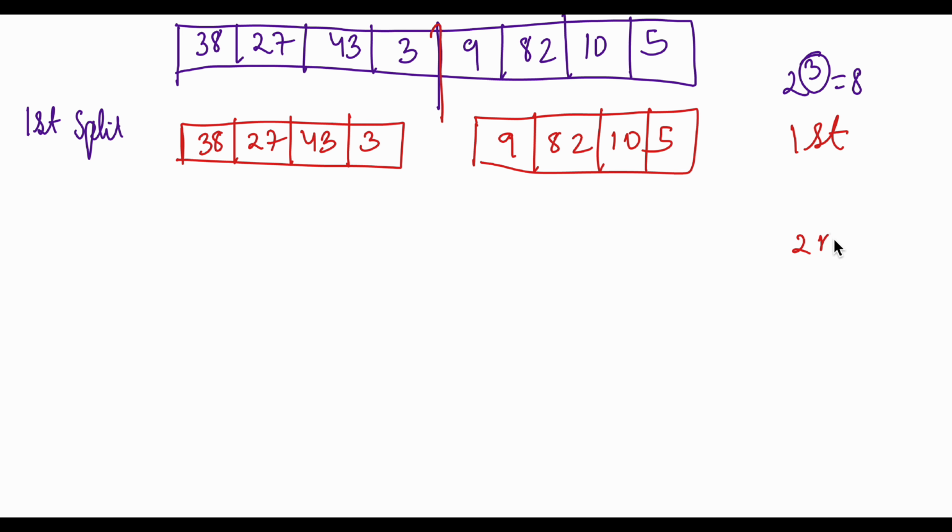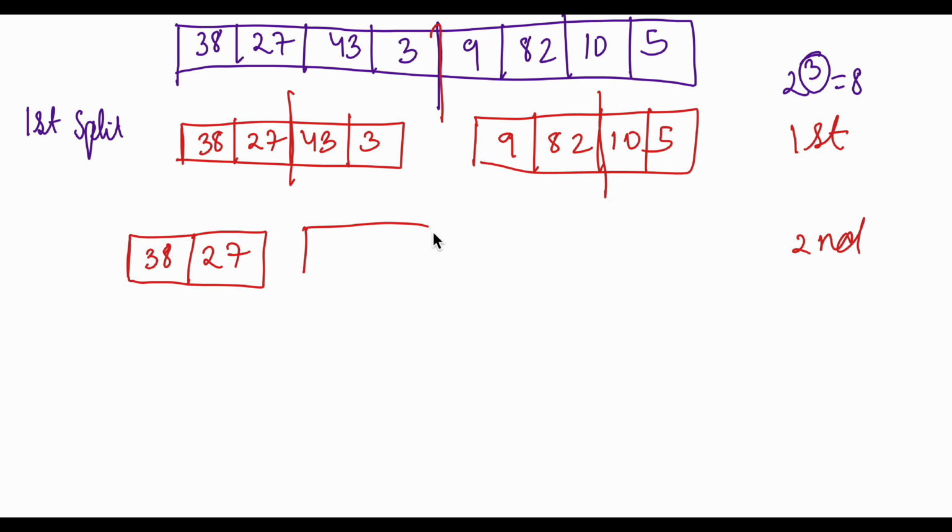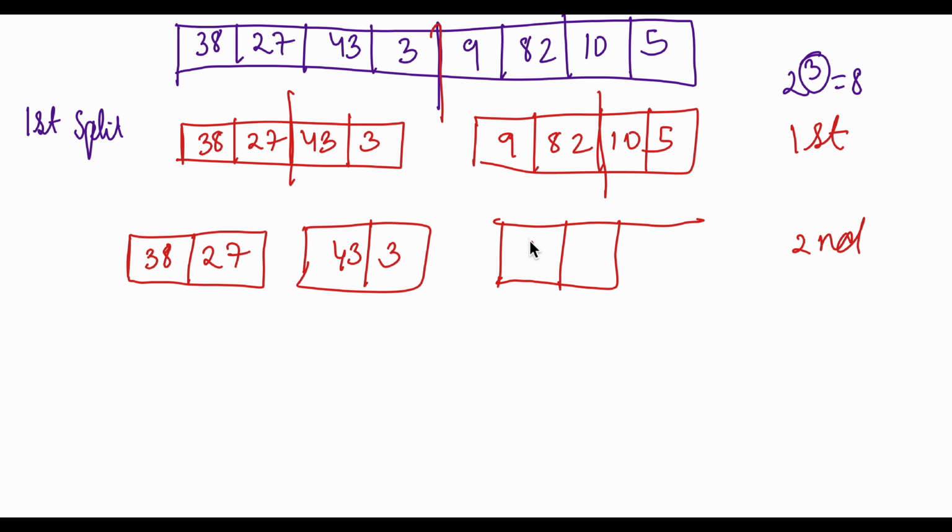Now you'll do the second split. What will happen in your second split? You'll split from here. So it will become 38, 27, 43 and 3. Okay, and this will be your 9, 82, and there will be another list of 10 and 5.